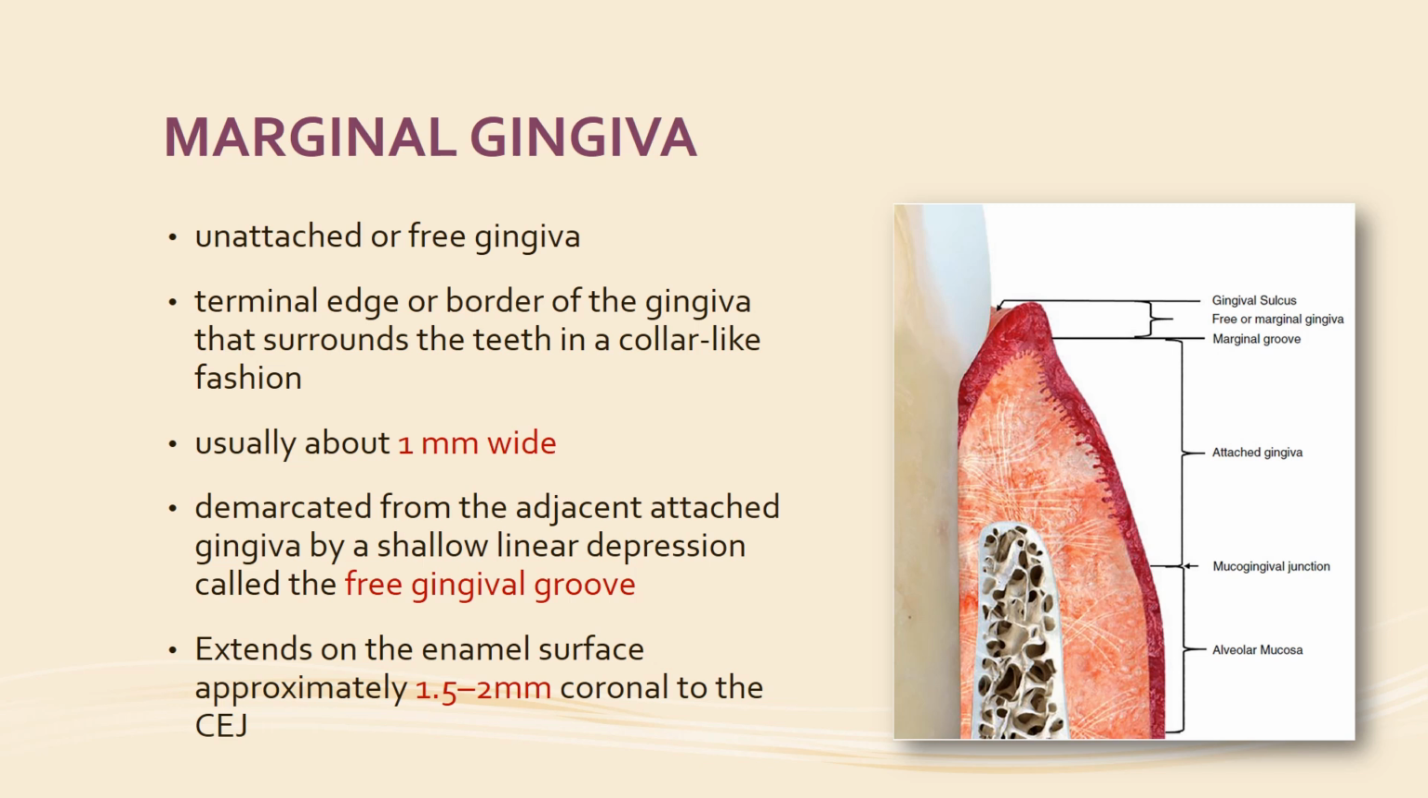It is usually about 1 mm wide, demarcated from the adjacent attached gingiva by a shallow linear depression called the free gingival groove or marginal groove, as shown in the picture. It extends on the enamel surface approximately 1.5 to 2 mm coronal to the CEJ.